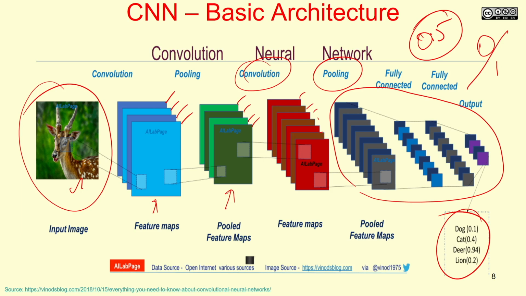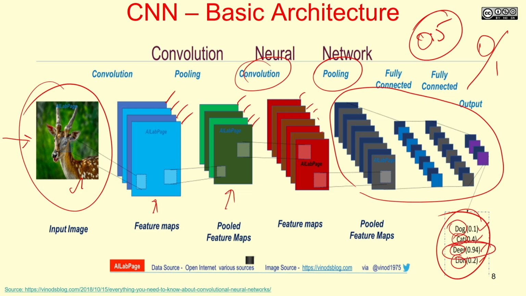Likewise here also, when you input an image, the type of the image may be a dog, a cat, a deer, or a lion. So, according to the probability values, 0.1% it is a dog, 0.4% it may be a cat, 0.94% it may be a deer, and 0.2% it may be a lion. So, what is the final outcome? The one having the maximum percentage is the final outcome.